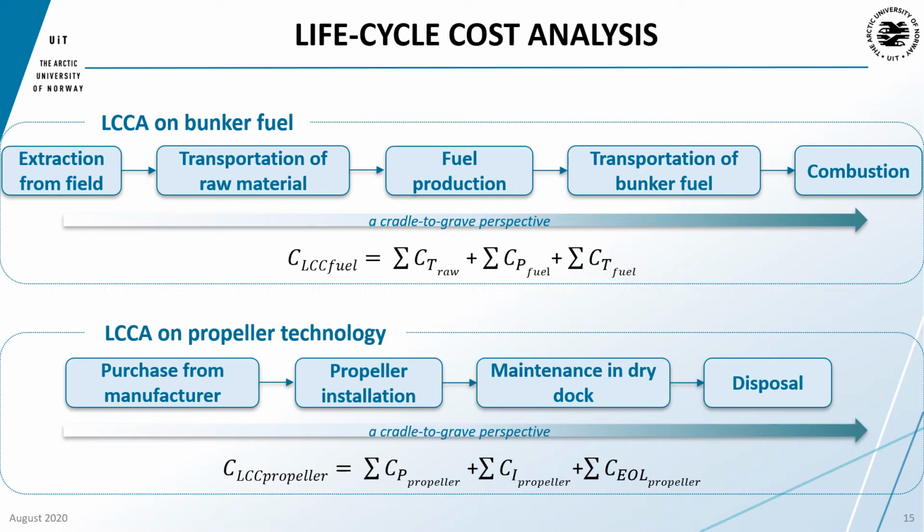transportation of raw material, fuel production, transportation of bunker fuel, and combustion. For the propeller technology, the propeller passes through several major processes during its lifespan, including purchase from manufacturer, propeller installation, maintenance in dry dock, and disposal. So the total life cycle cost can be derived from the total estimation of costs associated with these processes.